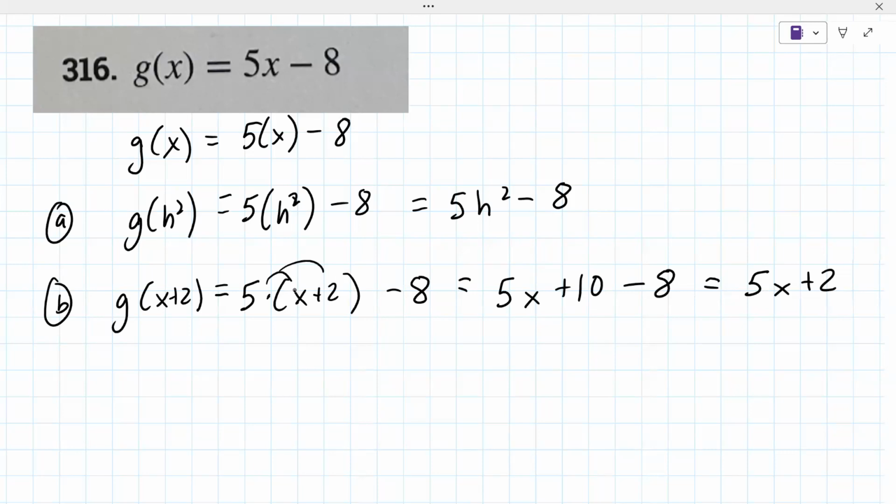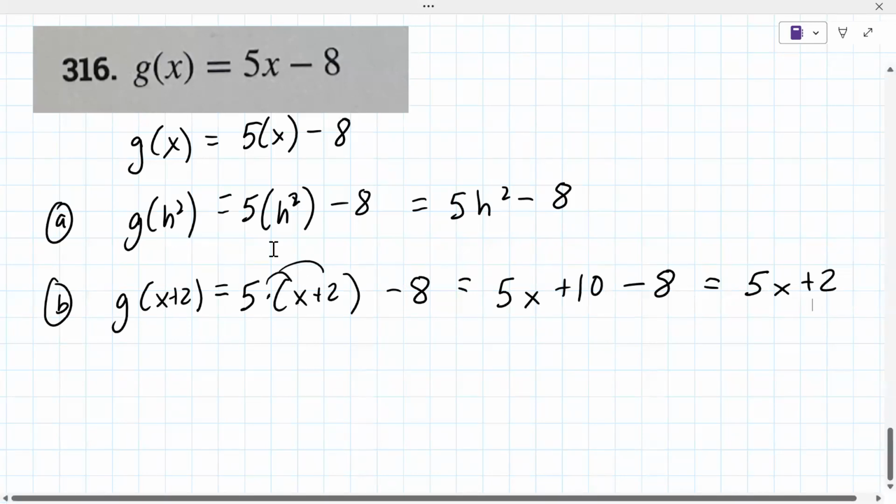Plus 10. 5x plus 2. Let me know if there are any questions on that. With the h squared, you're just keeping the h squared. You're replacing x with h squared. Oh, okay. And then nothing else changes. Nothing else changes. Okay, sweet.